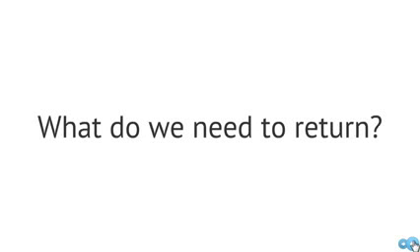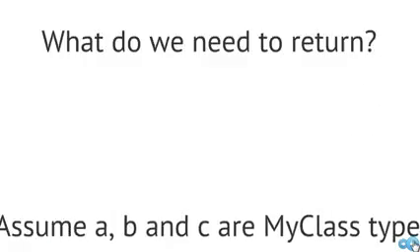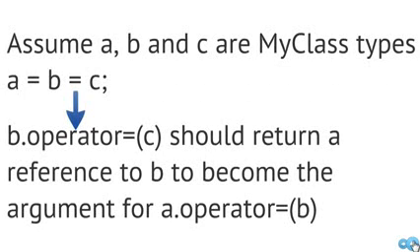And why do we need to return, or what do we need to return? We've already specified what the function prototype is, so we know it's a reference to my class, but why do we need to return that? Let's take a look at an example. Let's assume that we have A, B, and C, and they're my class types, and we were to do this particular operation here.